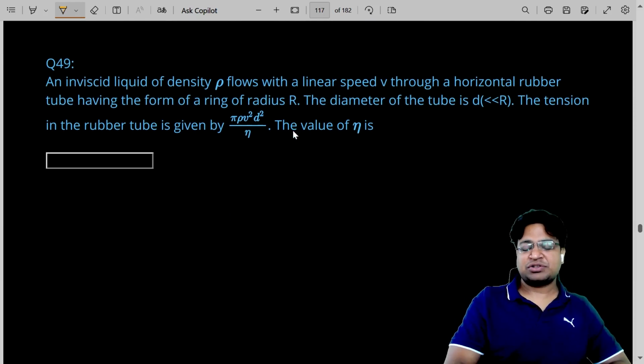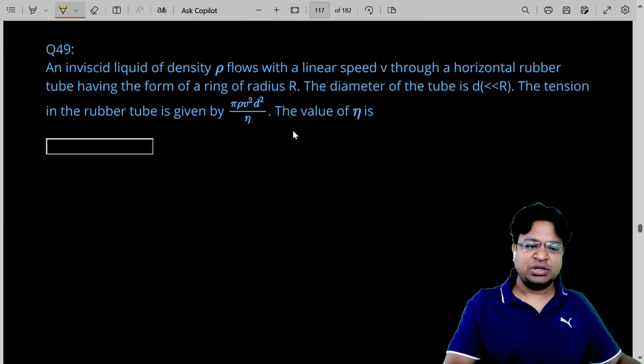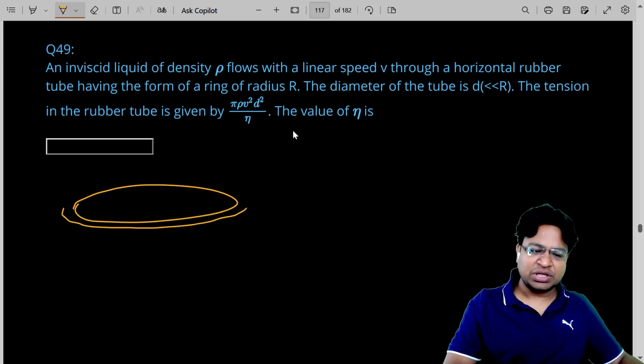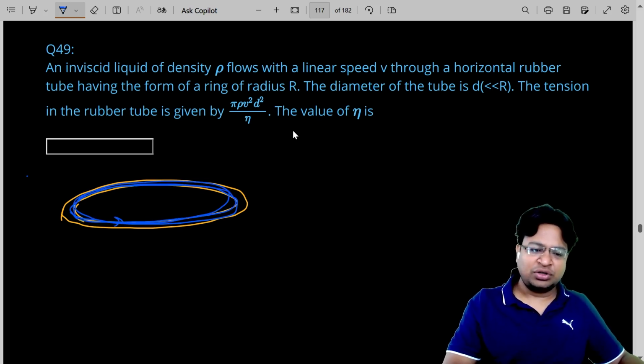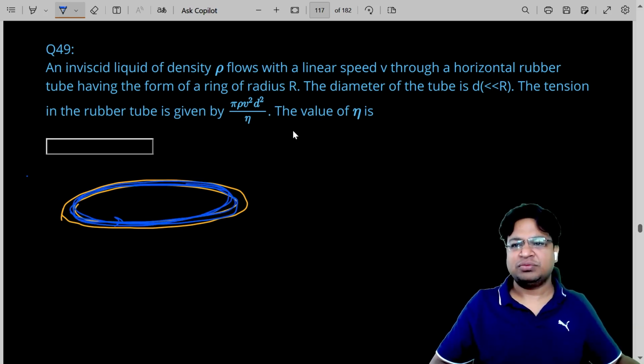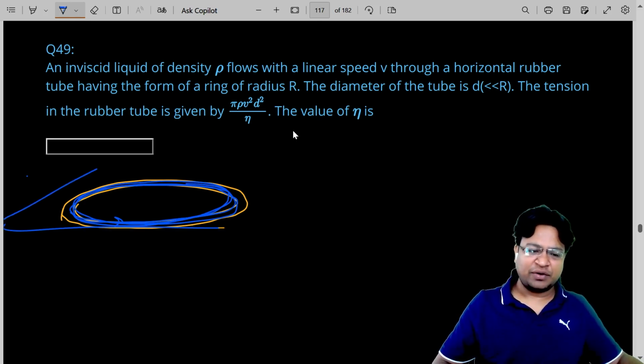Okay, that brings us to the second last question, which is also an interesting question. So, guys, it says we have a round tube. Let's say this round tube is lying in a horizontal plane, and there is a liquid which is rushing through this tube, going in circles around it. Do you think that there would be tension in the tube? I'll tell you a formula here. This figure is in the horizontal plane.